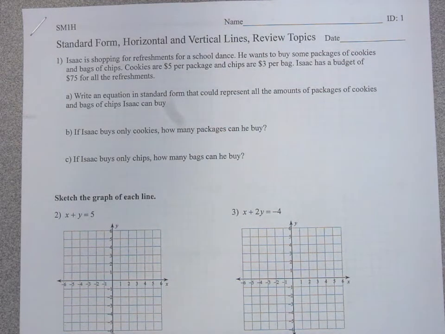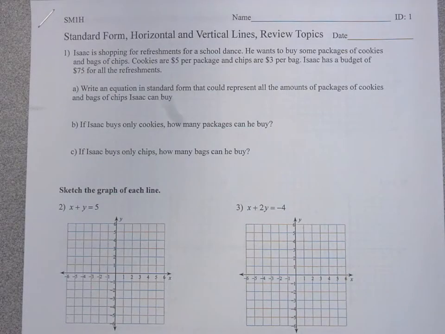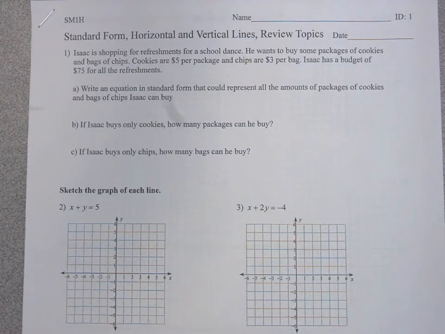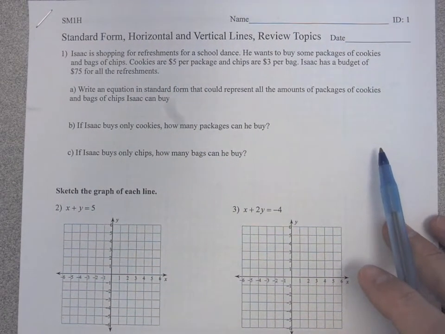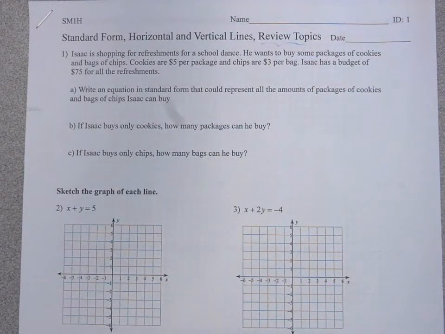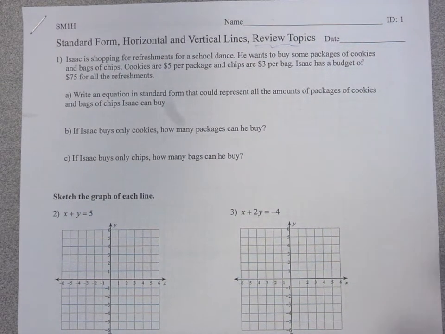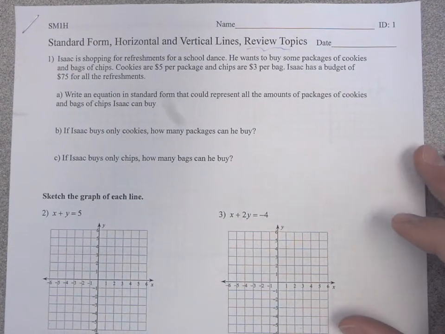In this assignment, we're going to look at standard form again, which we talked about earlier this week, and we're going to extend it a little bit, talk about horizontal and vertical lines. We also have a test coming up this week, so we're going to do a few review topics as well. We're going to use this assignment to finish talking about standard form, but also to get ready for our test.